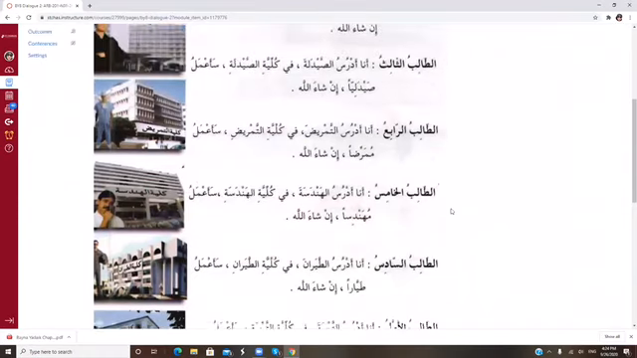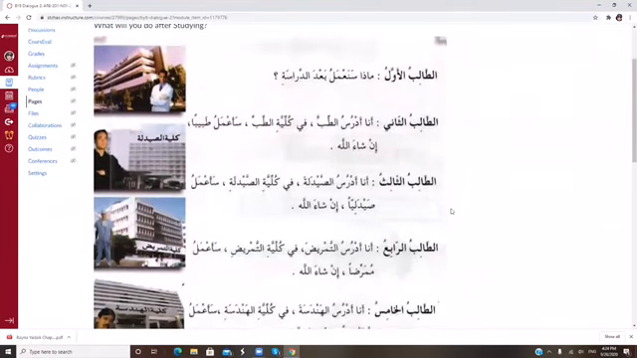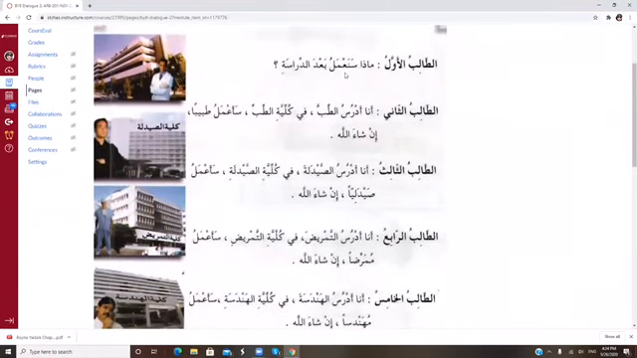Okay, I want to point out here, I'm not sure that we've seen this before, but now you'll know what it is. Here we have a present tense verb, na'amalu, which means we work. But here you'll notice we have sana'amalu. We have a sin with fatha in front of and attached to a present tense verb, sana'amalu. Sana'amalu means we will work. So the sa in front of a present tense verb will make it future tense.